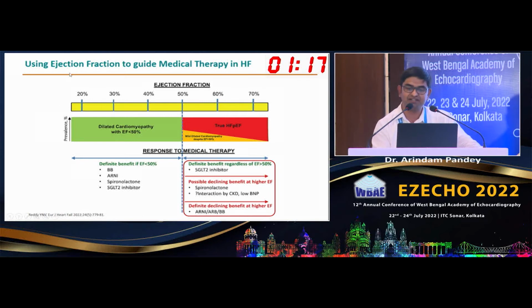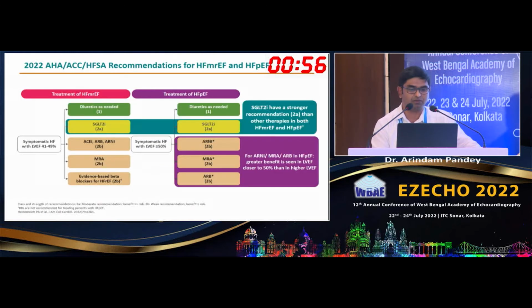What about mid-range ejection fraction and preserved ejection fraction? There is a definite role of SGLT2 inhibitors, because even in ejection fraction more than 50%, it is nowadays a class 2A indication. I'll show you the guideline and recommendation. There is a possible role of spironolactone as well in this group of patients, and in some patients, probably ARNI as well as beta blocker can also be tried.